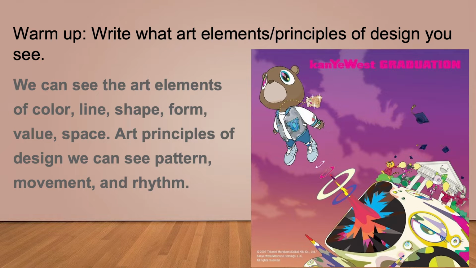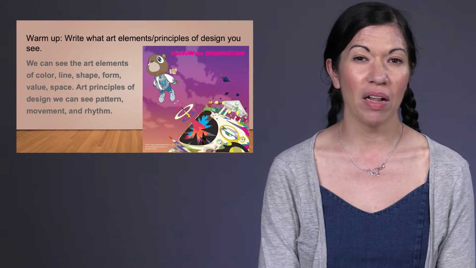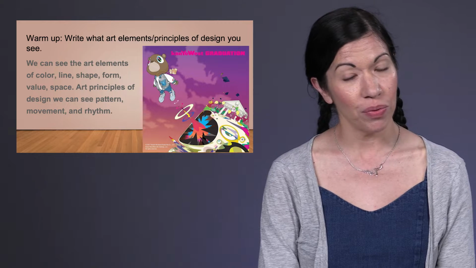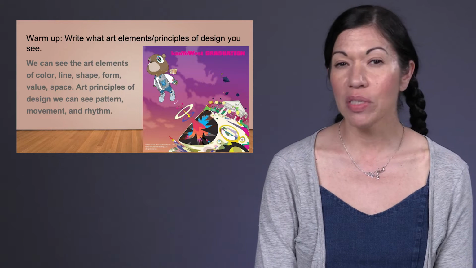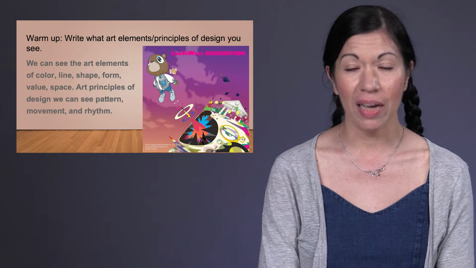With our warm-up, we're going to write what elements and principles of design that we see. We can see the art elements of color, line, shape, form, value, and space. Art principles of design we can see are pattern, movement, and rhythm.